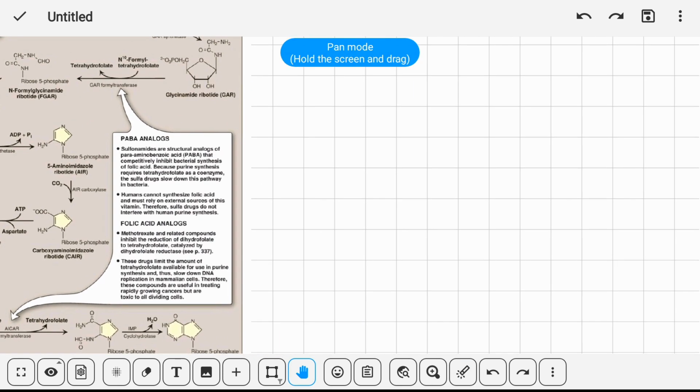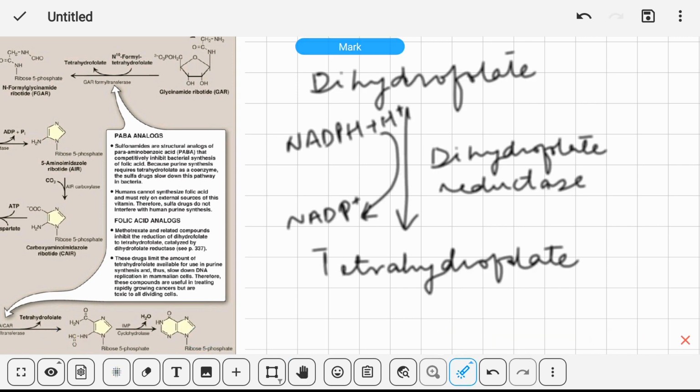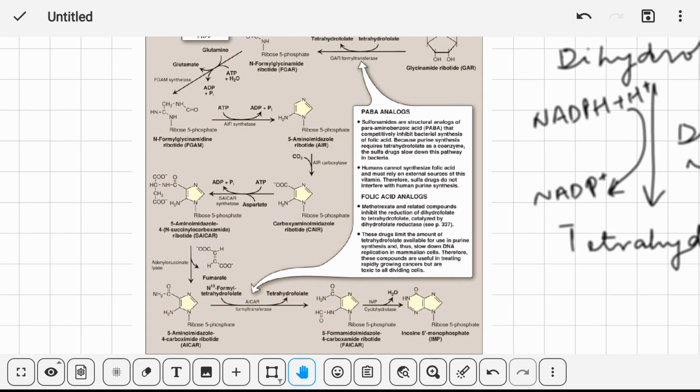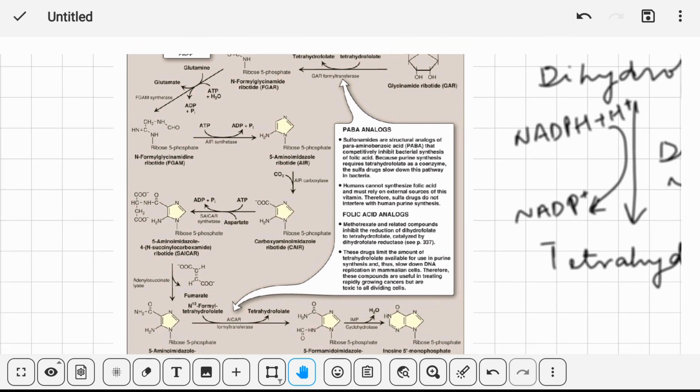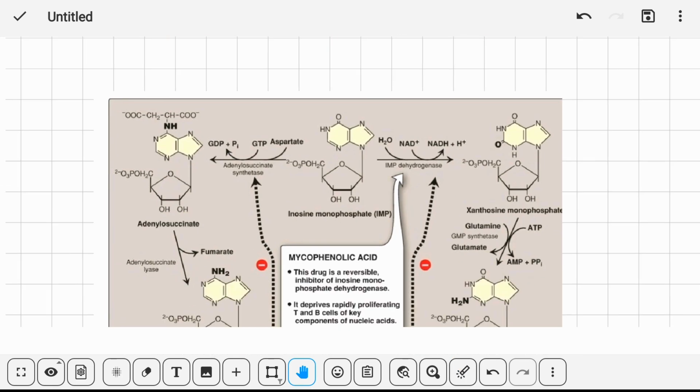Also, let's have a look at the reaction of folic acid being discussed here. I have tried to write down the whole reaction for you. Dihydrofolate gets converted into tetrahydrofolate in the presence of the enzyme dihydrofolate reductase. This is a reduction reaction in which NADPH is being used. So drugs like methotrexate inhibit this process, and folic acid will not be available for use in purine synthesis.